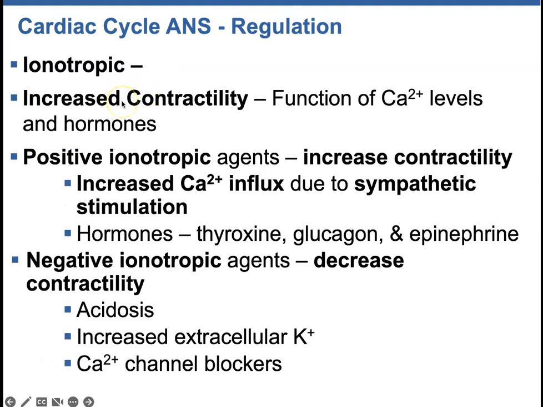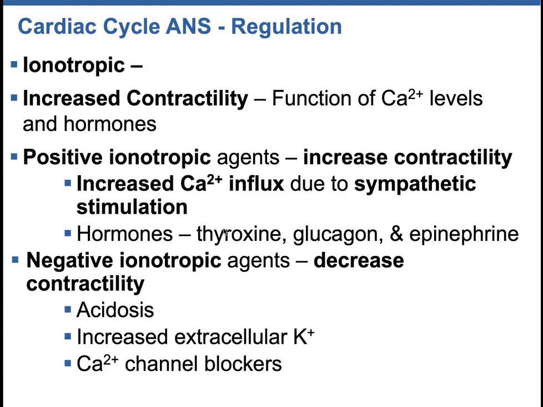Then inotropic, this is going to refer to contractility. So this ties directly to what's going on with the calcium levels and how the heart cells are going to react to that. So when you have a positive inotropic agent, contractility is actually going to increase. And it increases because you get more calcium going into the cells, meaning the strength of contraction increases. So the hormones or neurotransmitters that are going to do this are going to be thyroxine, glucagon, and epinephrine, norepinephrine, and dopamine. But primarily, it's this epinephrine, norepinephrine, and the thyroid hormone that really have a significant positive effect on the inotropic function of the heart.